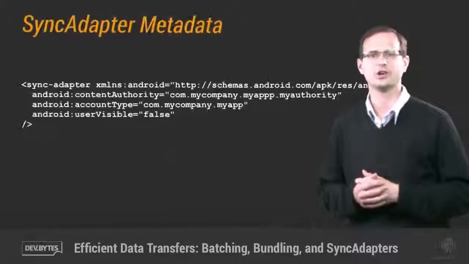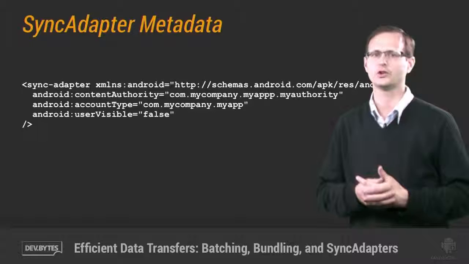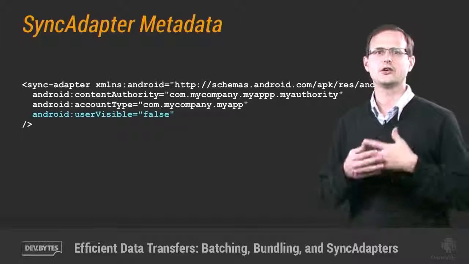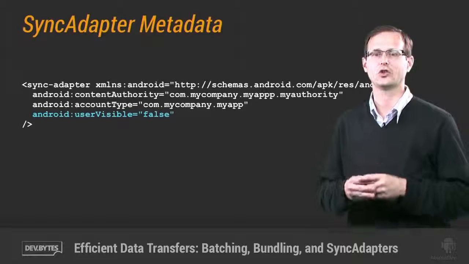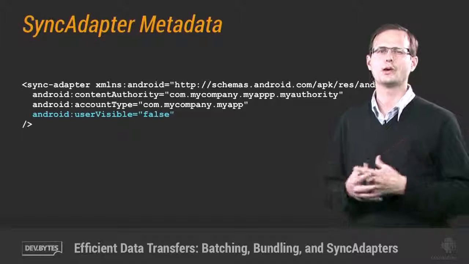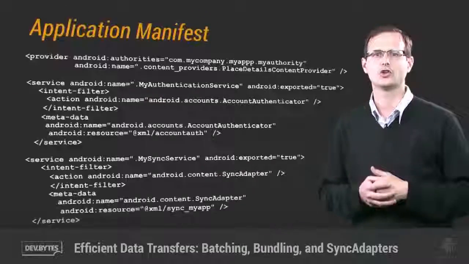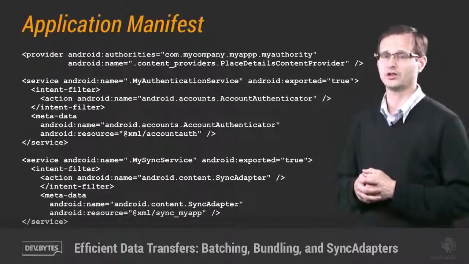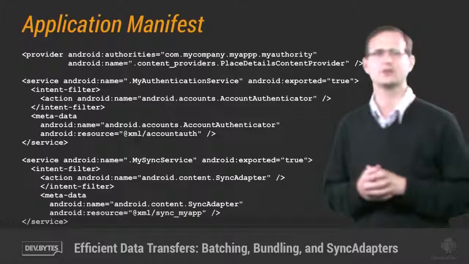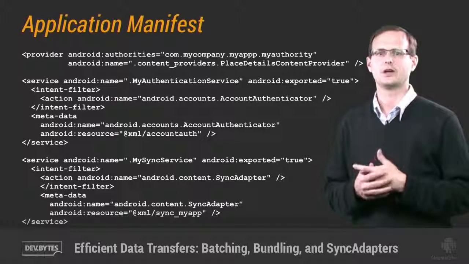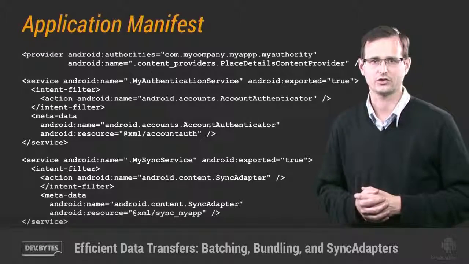Next, create the metadata file for the sync adapter that will be used to associate a content provider and account type with it. Note that here I am marking the sync adapter as not user visible, so users won't be able to disable syncing from their global settings. Finally, add the new services and content providers to the application manifest, associating the sync adapter metadata with the sync adapter service, the account authenticator metadata with the account authenticator service.